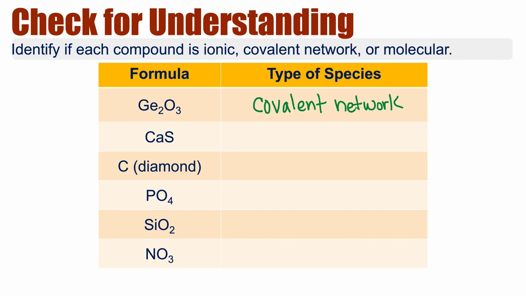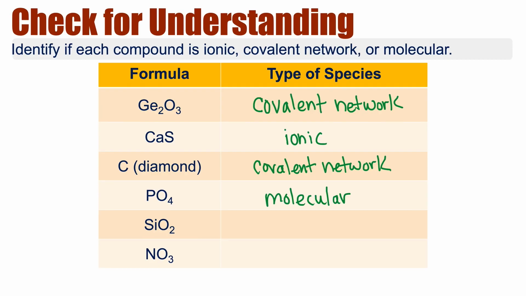The first one is going to be covalent network. It has germanium in it, and germanium is a metalloid. The next one is ionic. It's a metal-nonmetal combination. The next one is covalent network. That is pure carbon, or we could say elemental carbon, where it's carbon that's by itself. Just because something has carbon in it doesn't make it covalent network. The carbon has to be by itself. It's either going to say C diamond or C graphite.